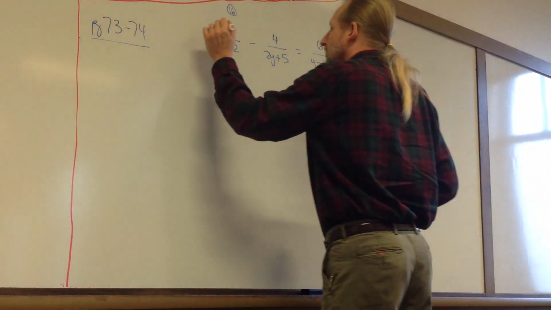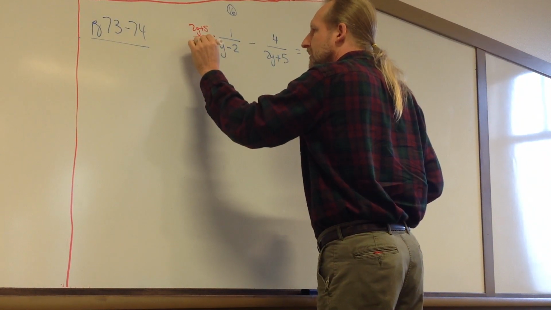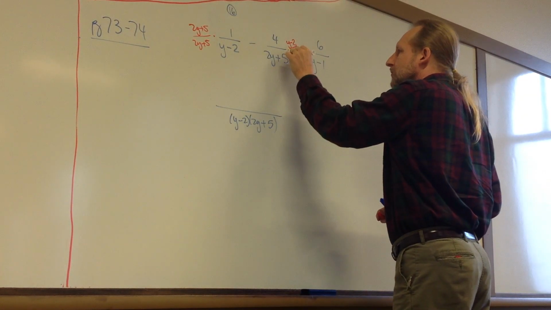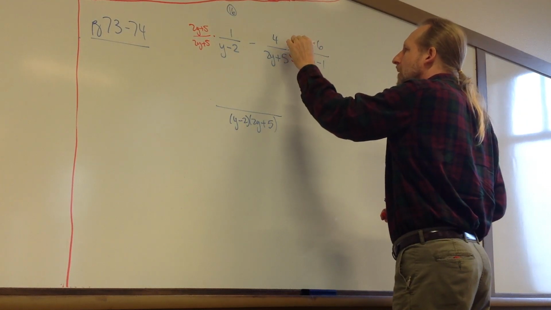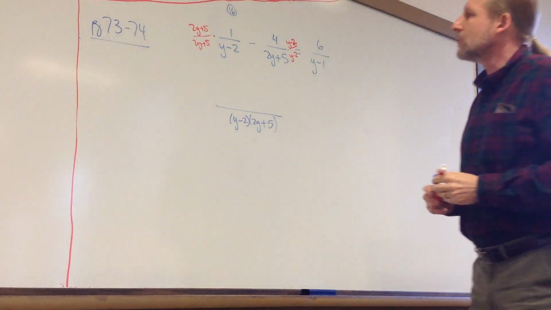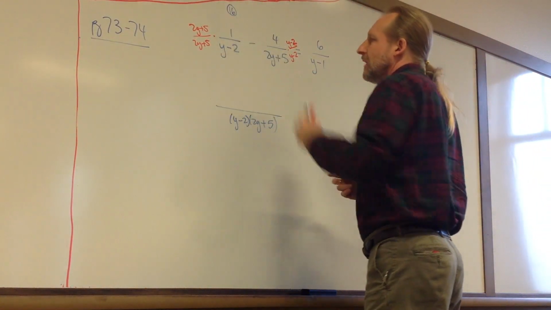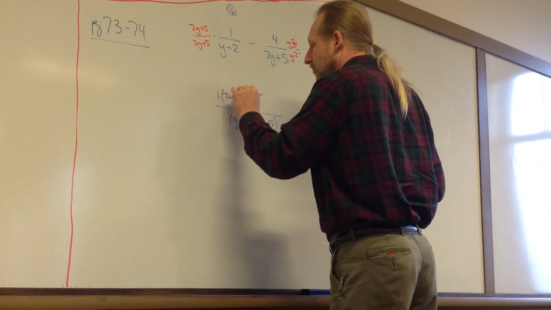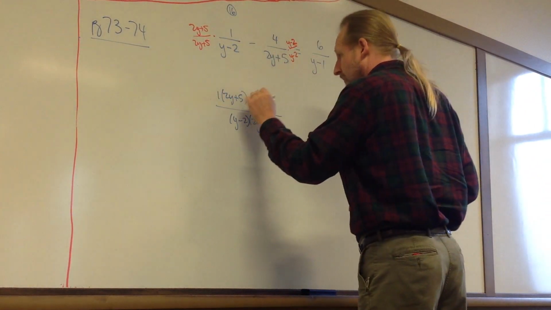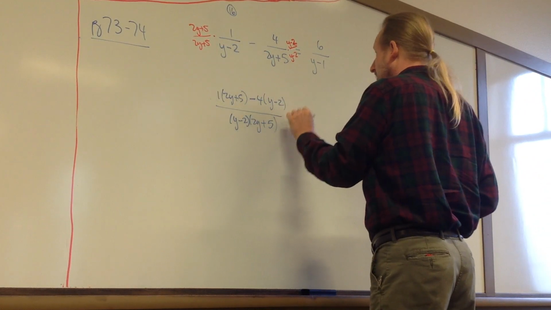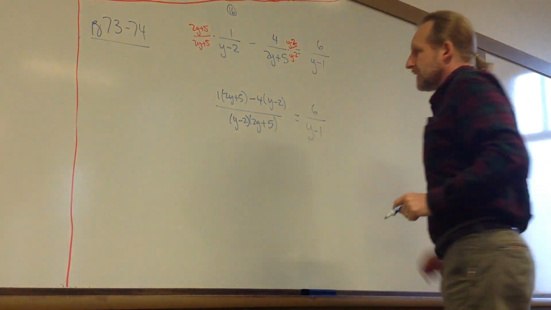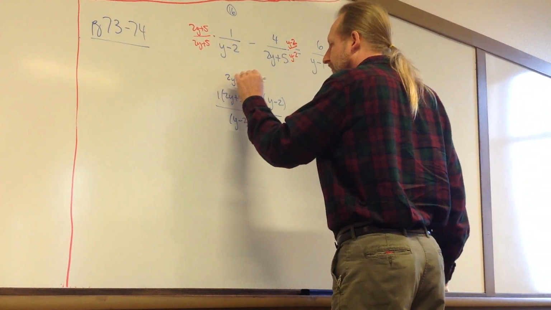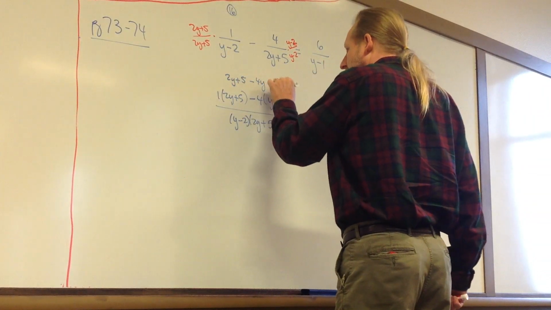So, to create that common denominator, this one has to get multiplied by 2y plus 5 over 2y plus 5, and this one gets multiplied by y minus 2 over y minus 2. So our numerator here, I can write the 1 or not write the 1, it doesn't matter. If it were anything other than a 1, it would be important to include it. Here we'll get minus 4 times y minus 2. And this one stays the same. Okay, so again, this is 2y plus 5 minus 4y plus 8.